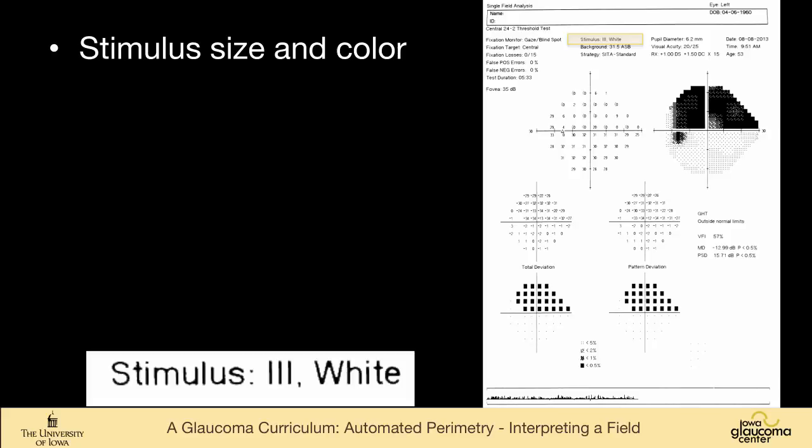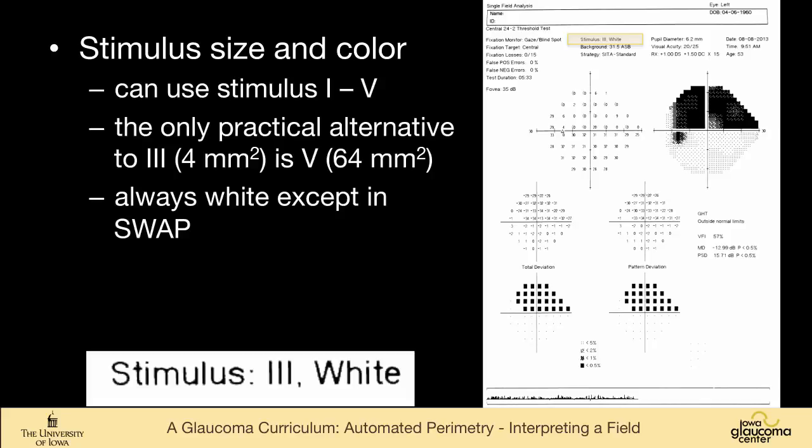Stimulus size and color. This is stimulus size 3, white. You can use anything from Goldmann size 1 to Goldmann size 5. Really, the only practical alternative to the size 3, which is 4 square millimeters, is the size 5, which is 64 square millimeters. We always use white on white, achromatic field, unless you're doing short wavelength automated perimetry, which is blue on yellow.